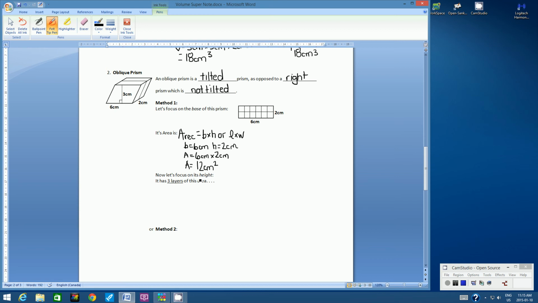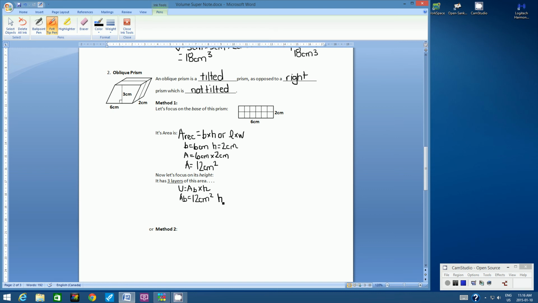Now, let's focus on its height. So let's look back at this diagram. So imagine that this actually would have 3 layers of this. If we were to construct this out of our linking cubes, we would have to build it 3 times on top of each other because we have a height of 3 centimeters. So let's use the formula that we've used for method 1, and that is volume equals area of the base times height. Well, the area of the base, we know, we just calculated, is 12 centimeters squared.